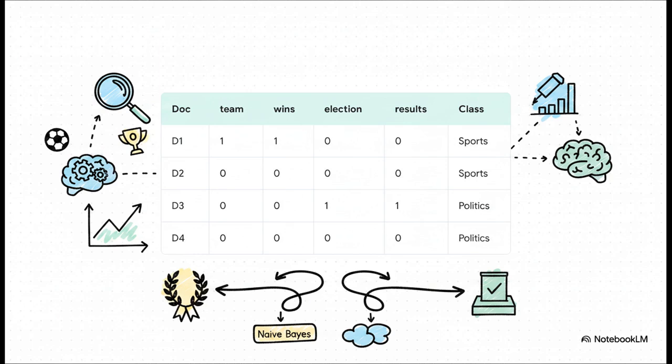By converting words into these simple binary features, algorithms like Naive Bayes or support vector machines can mathematically compute the probability of a document belonging to a specific class.